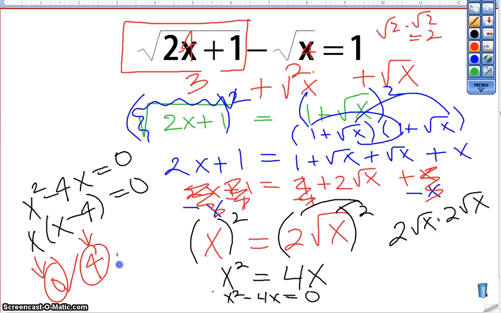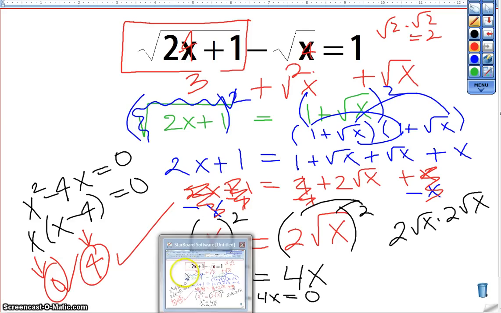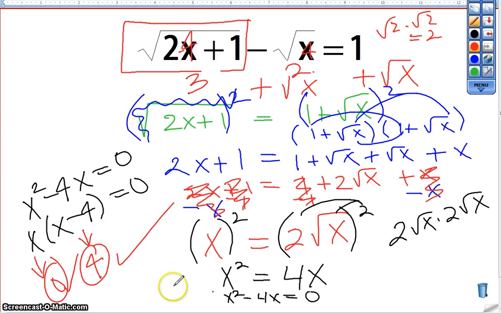So this time, they both checked. They both worked. Make sure you get some good practice on this stuff. These are going to be difficult if you just try to get yourself through it without doing the practice problems.